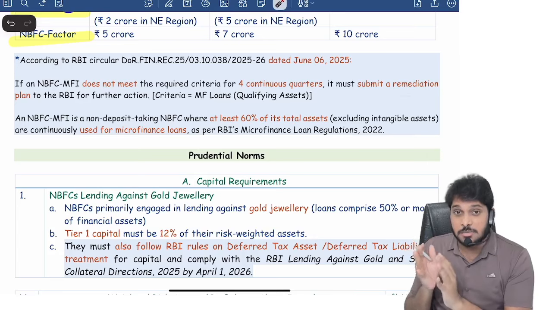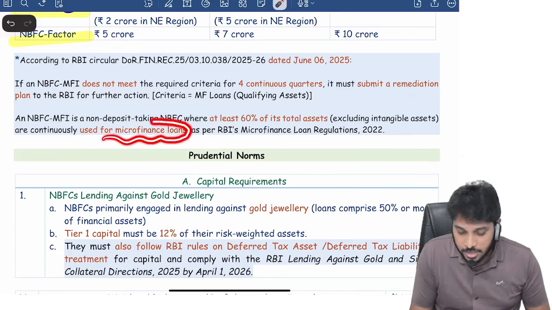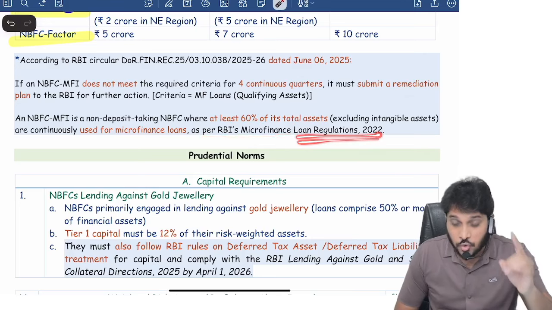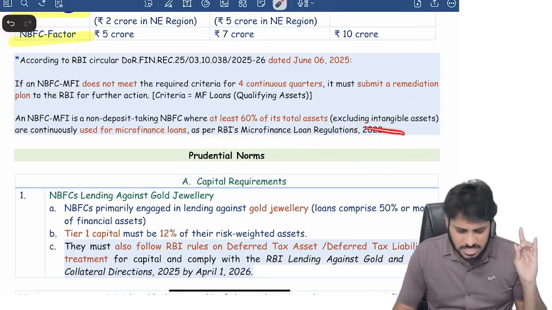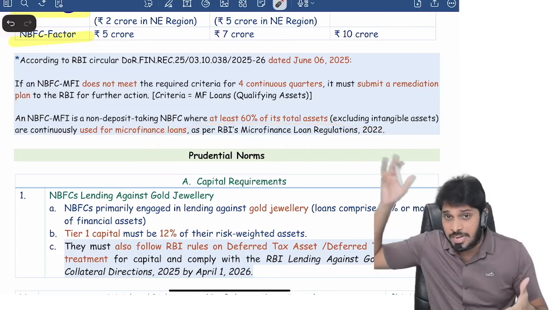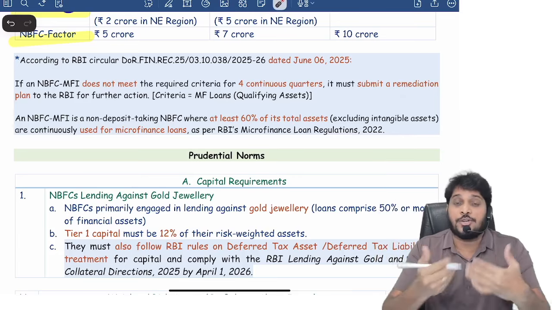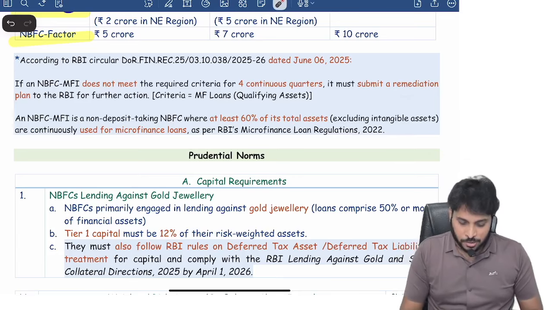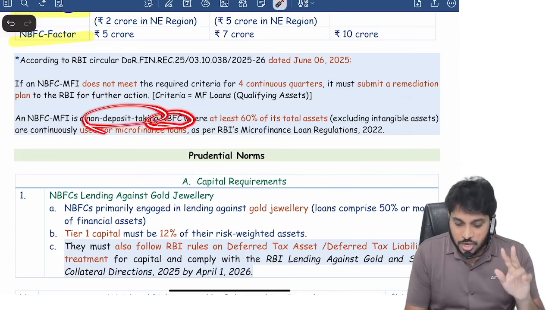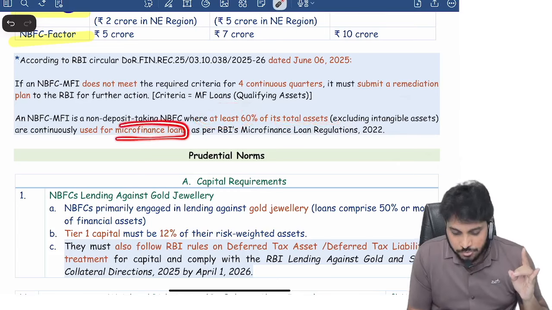60% of the assets must comprise nothing but microfinance loans, as per the RBI microfinance loan regulations 2022. This has been there long back. Just that now they are adding it as a clarification. It's not technically an amendment in the banking law or NBFC law. It's just that the point is now brought into the institute book. That's it. So what is an MFI? An MFI is a non-deposit taking NBFC where 60% of its total assets comprise microfinance loans.